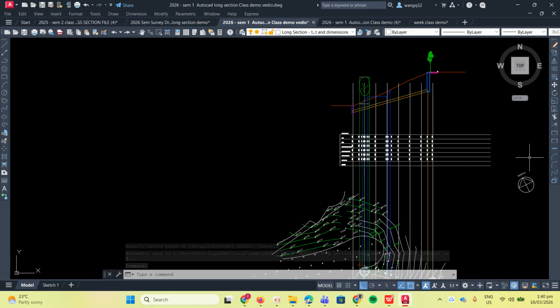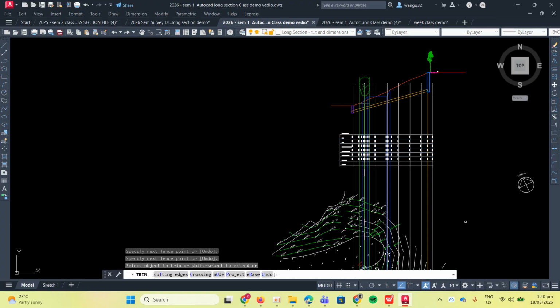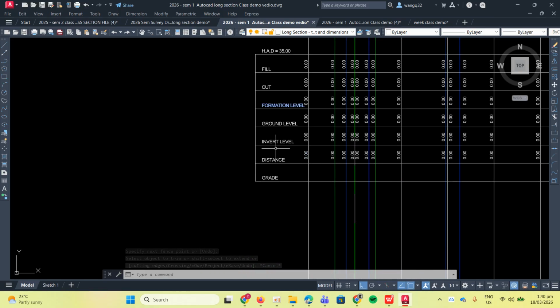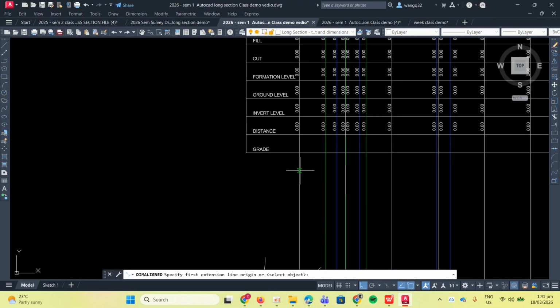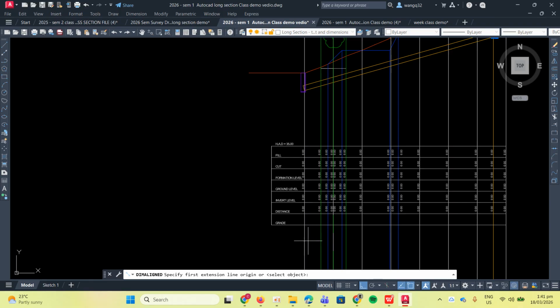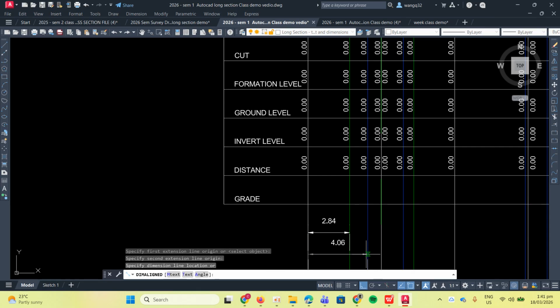So after that, I can trim that side off, which I don't need. Just trim that side off. And then I'm going to put the numbers in this table. First, I need to know the distance. I go to my dimensions. First, I want to find the distance from the edge of my tree to the outlet of my pipe. So that's 2.84.